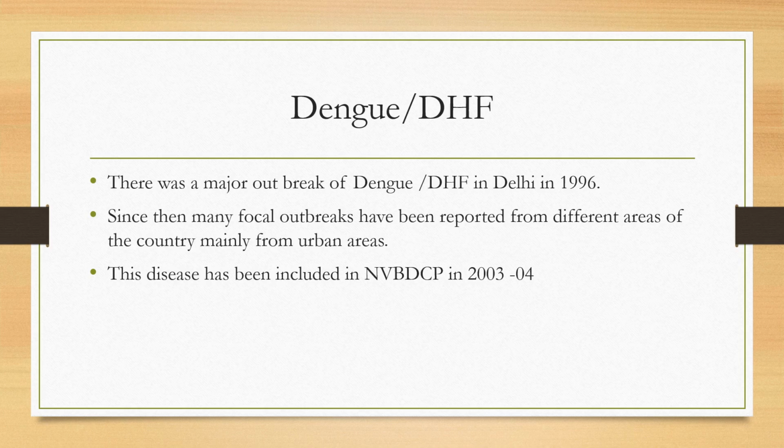After completing lymphatic filariasis, we will go through dengue. Now, dengue is predominantly an urban disease in contrast to malaria, which predominantly happens in rural India. There was an outbreak of dengue in 96 in Delhi. Since then, many focal outbreaks have been reported from different areas of the country, mainly urban areas. Dengue control was also integrated with the National Vector-Borne Disease Control Program in 2000.